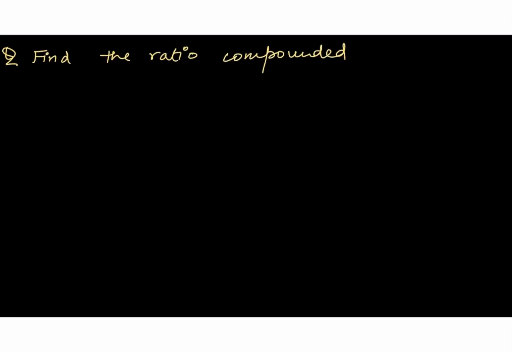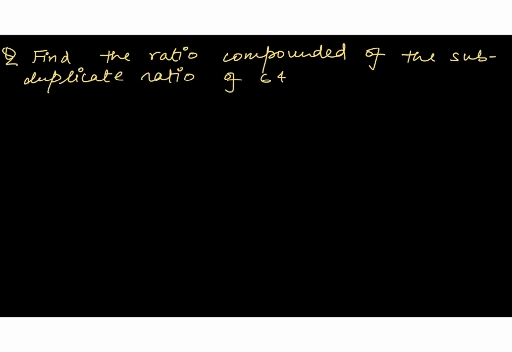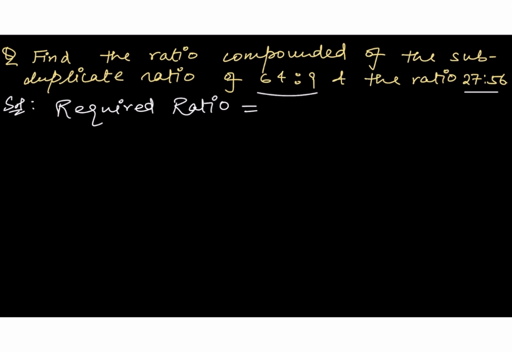compounded of the subduplicate ratio of 64:9 and the ratio 27:56. So students, in this question we want the compounded ratio or compound ratio of the ratios this and the subduplicate ratio of this. So required ratio will be, we can find the compound ratio by multiplying the given ratios, right?